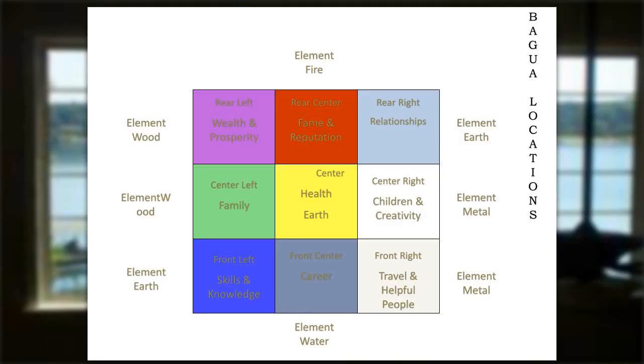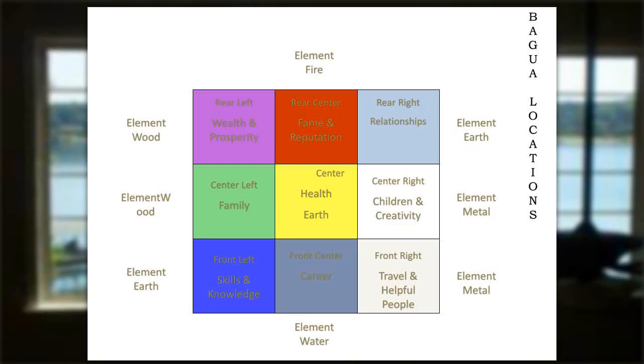Back left-hand corner, the dominant element is wood for wealth. And then continuing for the extended family, the dominant element is wood. Bottom left-hand corner, the dominant element is earth in skills and knowledge. Center of the house, the dominant element for health is earth also. So you have three earths. There's a diagonal from top right to bottom left that you can easily remember.